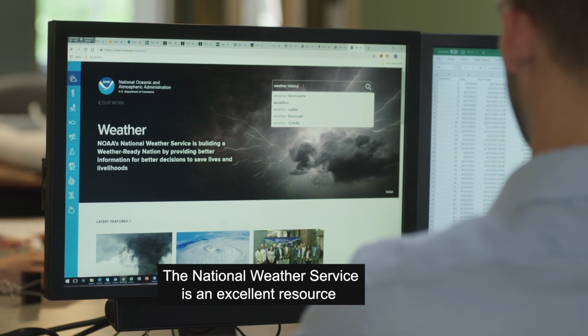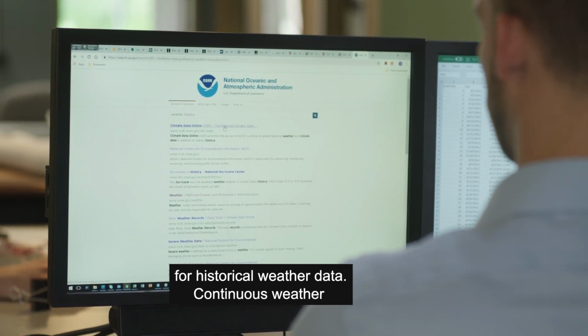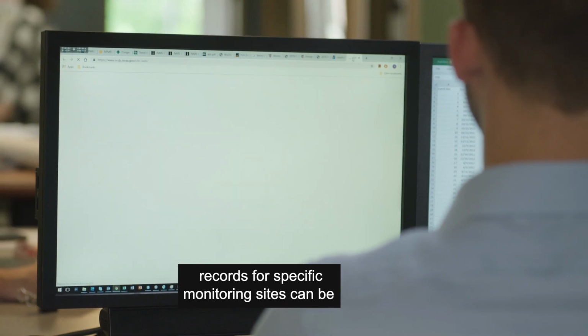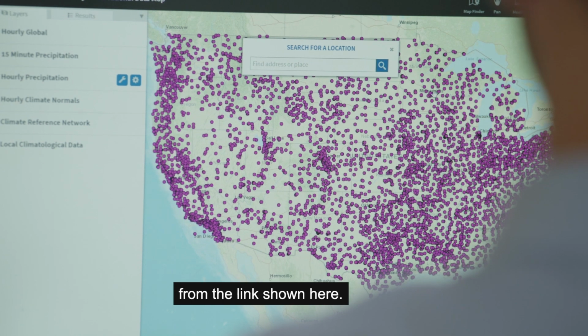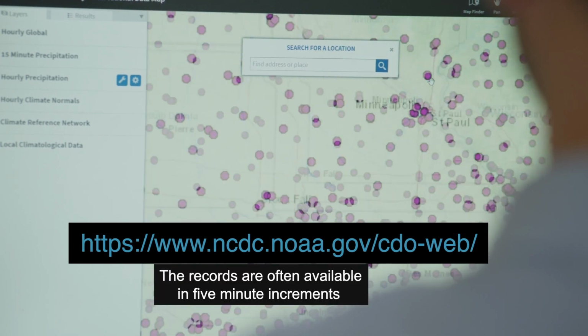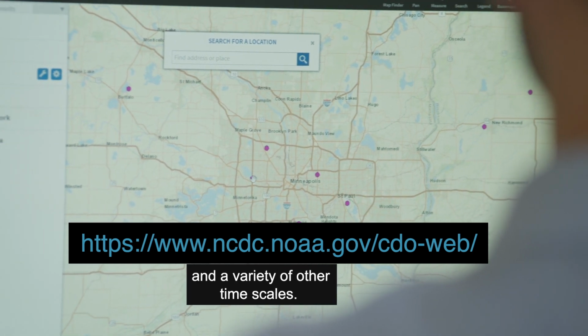The National Weather Service is an excellent resource for historical weather data. Continuous weather records for specific monitoring sites can be downloaded from their website, accessed from the link shown here. The records are often available in 5-minute increments and a variety of other time scales.